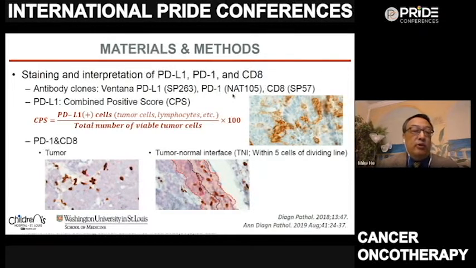But I'm also showing you the staining of PD1, which is cytoplasmic, and CD8, which is also cytoplasmic and membranous. And we are measuring not only the staining within the tumors, but also at the tumor normal tissue interface, as demonstrated in the picture at the bottom. The black dot is the interface, and we will measure 5 cells in thickness to each side.